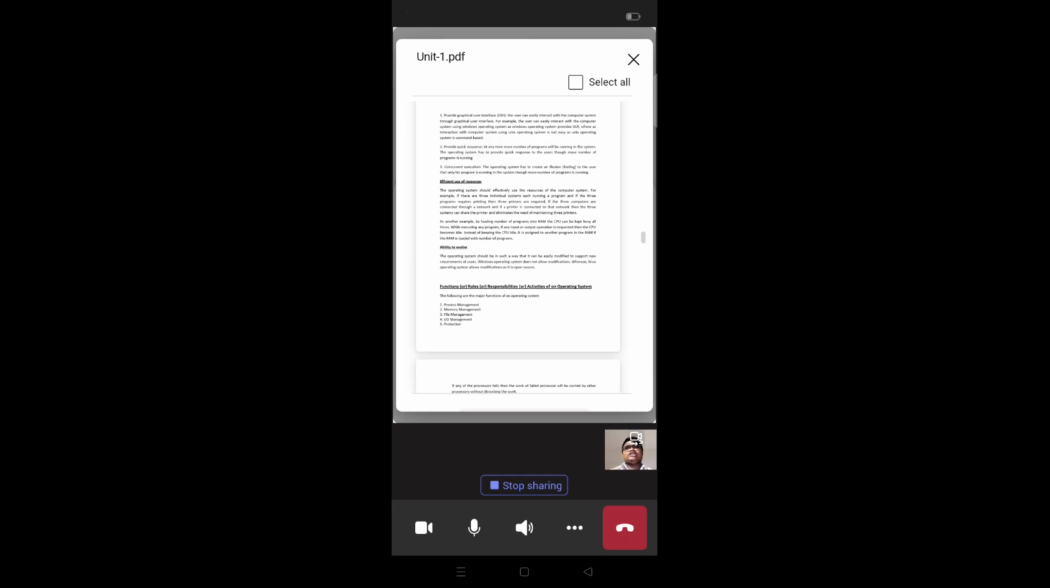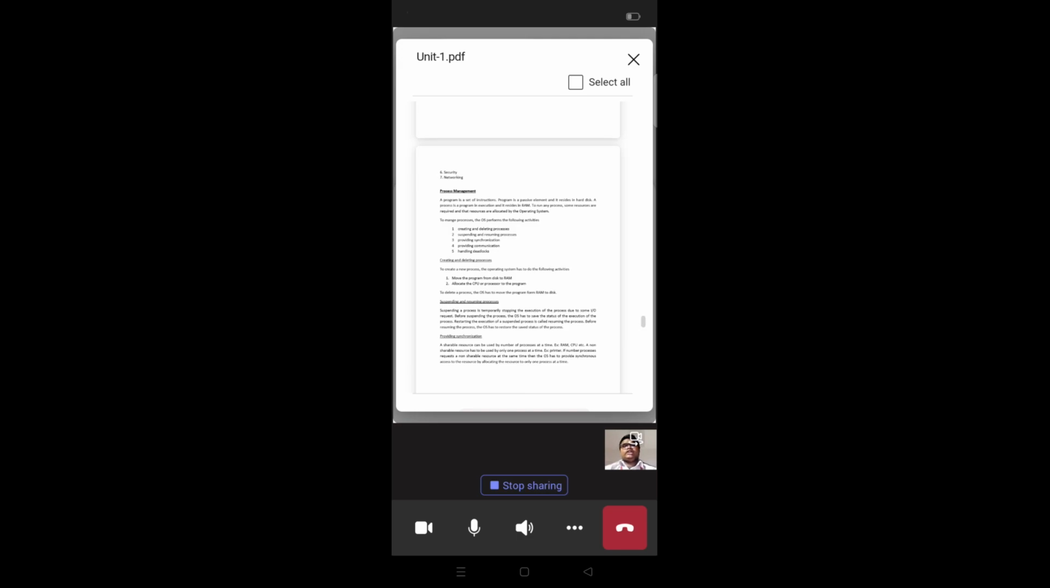The services or the functions, both are the same, are the activities of an operating system. The following are the major functions of the operating system: process management, memory management, file management, IO management, protection, networking and providing security. So let us discuss every service individually.